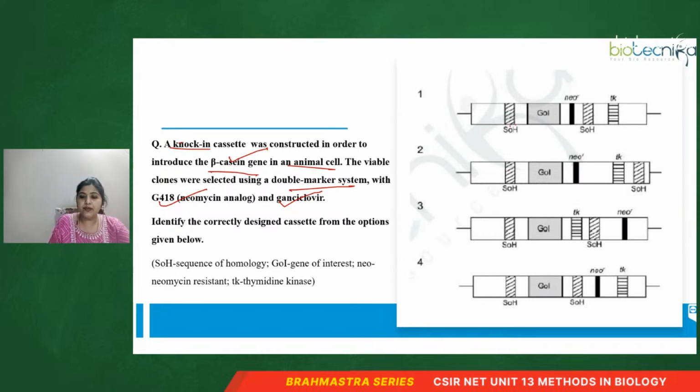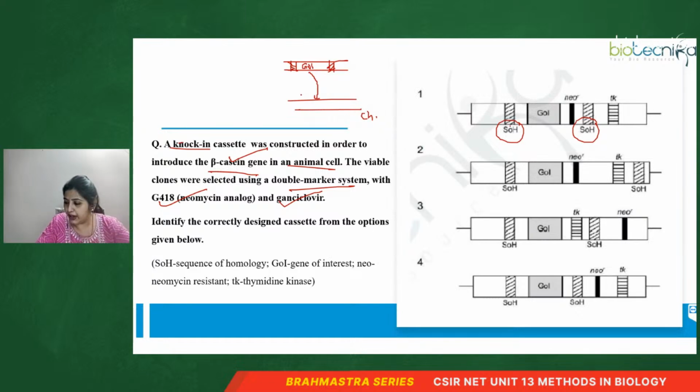Just recall what is the importance of sequence of homology, how the knock-in will happen, which strategy you will use. What does it allow? So this is your cassette, and let's say this is the chromosome where you want to introduce your gene. If I have to introduce the gene of interest over here, how will I introduce it? I need to use some mechanism, right? Okay, Malini, option 1 you are saying.